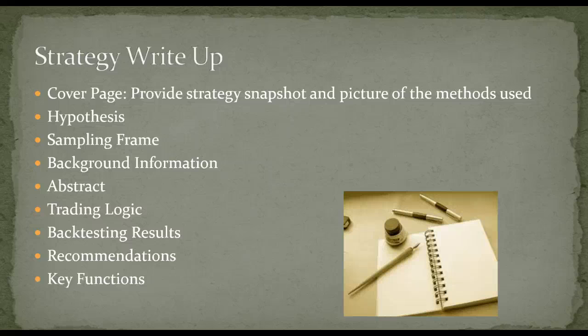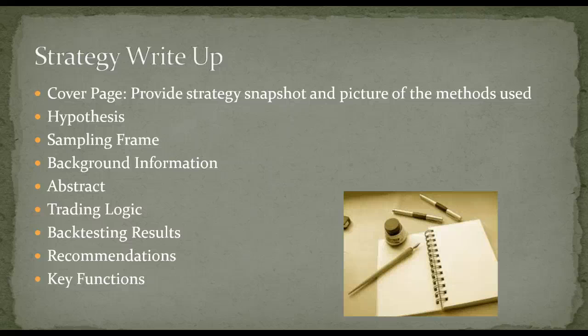Then we'll go into what we tried to accomplish with this through the hypothesis. And again, we tell them the sampling frame, why we chose it, and certain times of the day it trades, and make sure you give an explanation. And then just some background information. So maybe it's the symbol of the market, what's the type of strategy it is, just basic things like that, so they understand, hey, this is what you're doing, we don't want to change it because this is what you're trying to accomplish. Then we write an abstract.